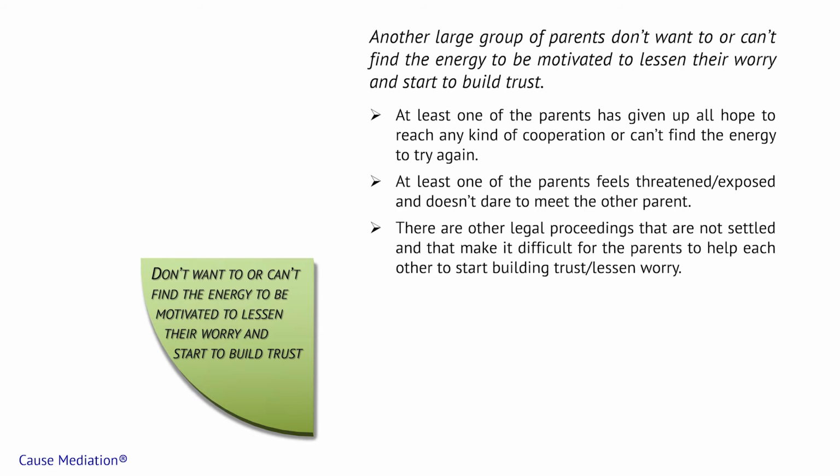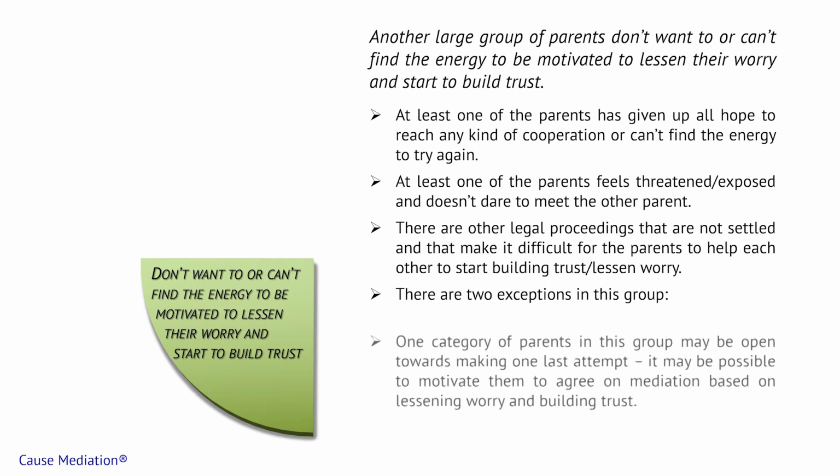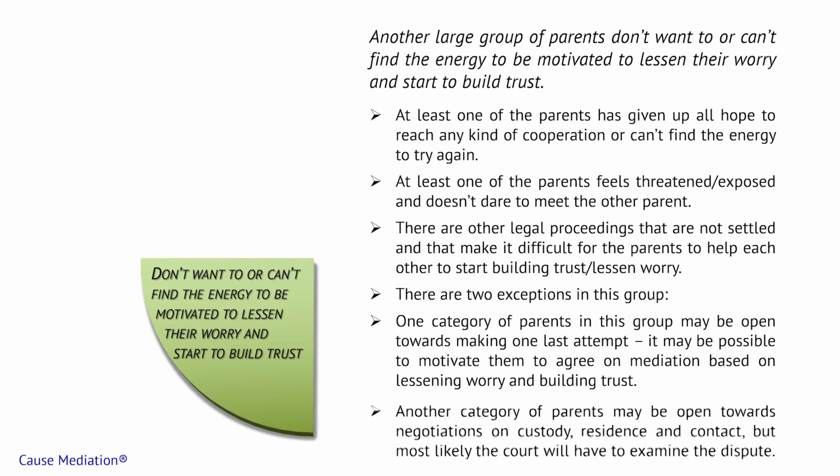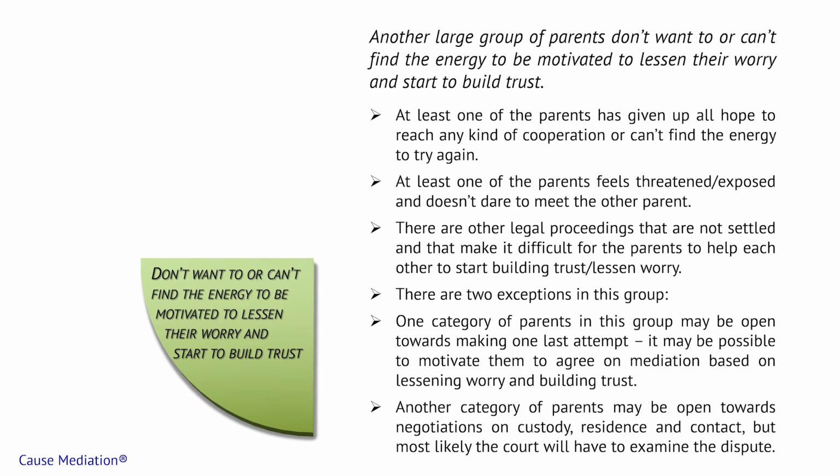Another reason can be that there are other legal proceedings that are not settled and that make it difficult for the parents to help each other to start building trust and lessen worry. There are actually two exceptions in this group. The first exception is one category of parents may be open towards making one last attempt. It may be possible to motivate them to agree on mediation based on lessening worry and building trust. Another exception is that another category of parents may be open towards negotiation on custody, residence, and contact. But most likely, the court will have to examine the dispute.